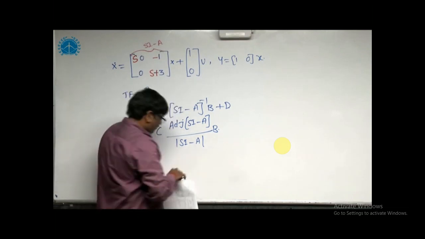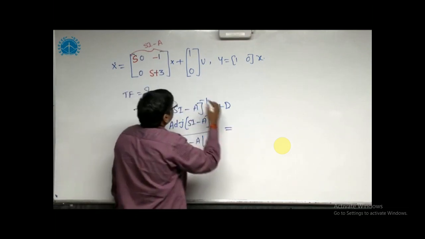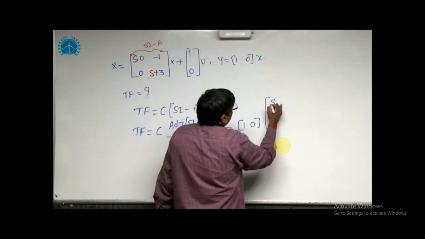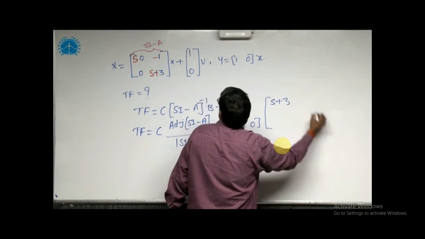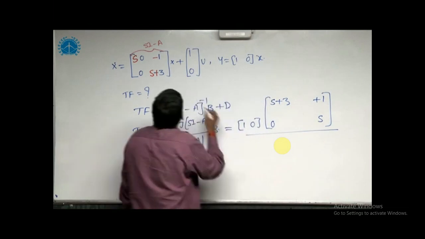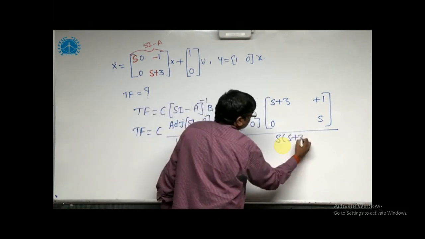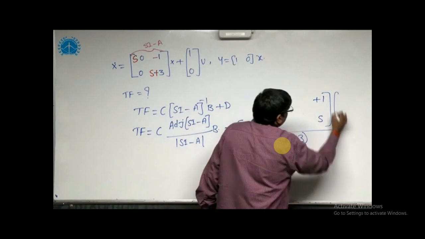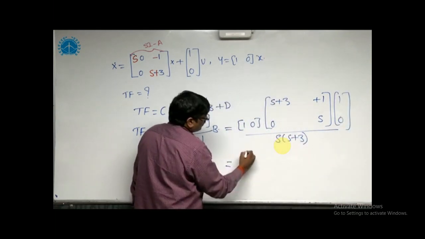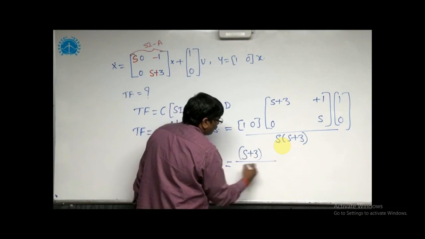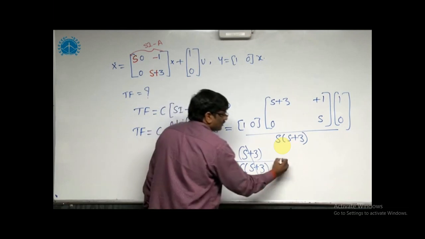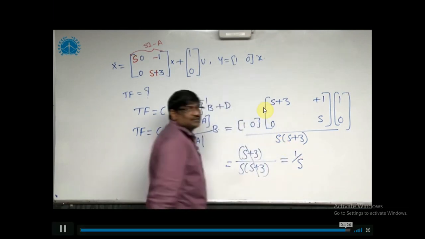Now you write the transfer function. C is 1 0, into the adjoint: s plus 3 here, s here, and here plus 1, here 0, divided by the determinant. The determinant will become s into (s plus 3), into B. B will become 1 0. If we solve this equation, you get (s plus 3) divided by s into (s plus 3). So this s plus 3 in numerator and denominator cancels. The answer is 1 by s.